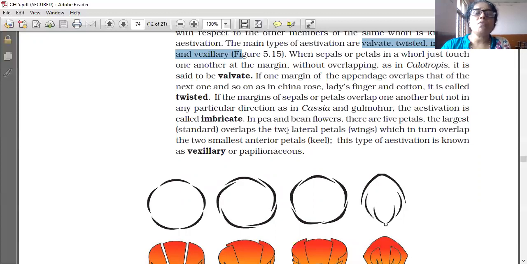In pea and bean flowers, there are 5 petals. The largest overlap the 2 lateral petals, which in turn overlap the 2 smallest anterior petals. This type of estivation is known as vexillary or papilionate.